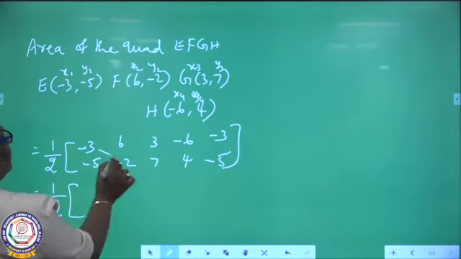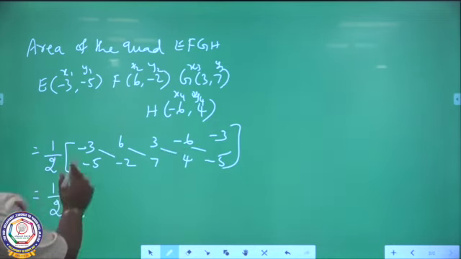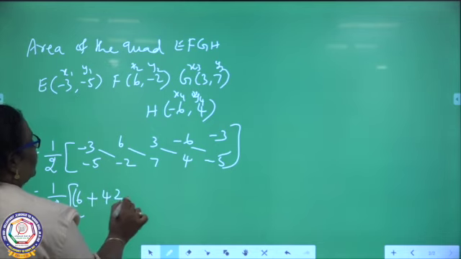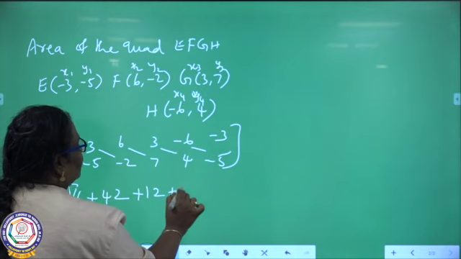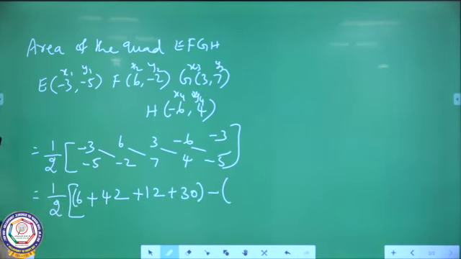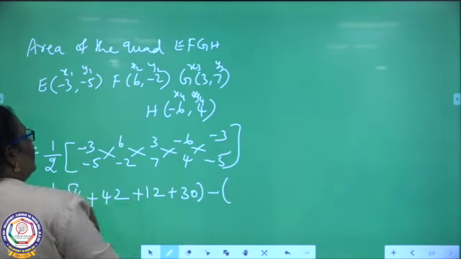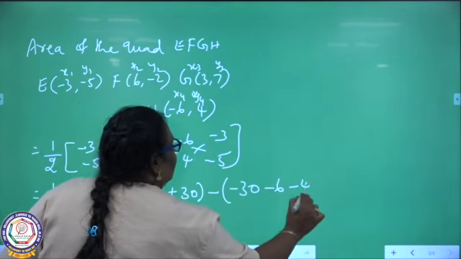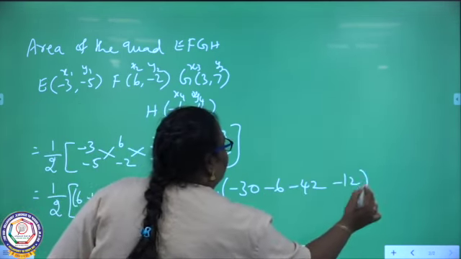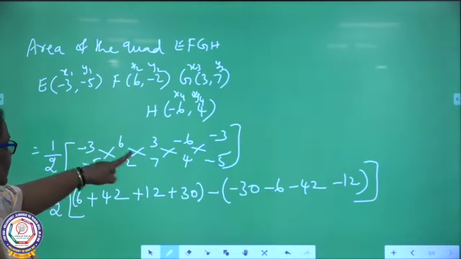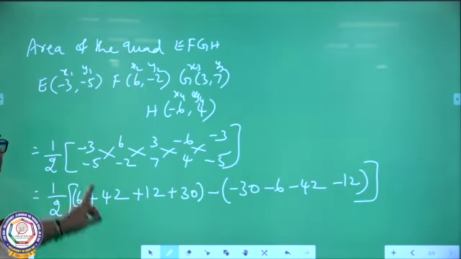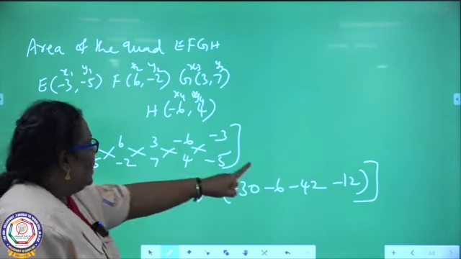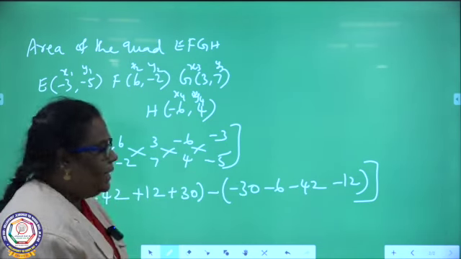1 by 2 into, do the cross multiplication: 3 2s are 6, plus 7 6s are 42, plus 4 3s are 12, plus 6 5s are 30, minus minus 5 into 6, minus 30, minus 2 into 3, minus 6, 7 into minus 6, minus 42, 4 into minus 3, minus 12.